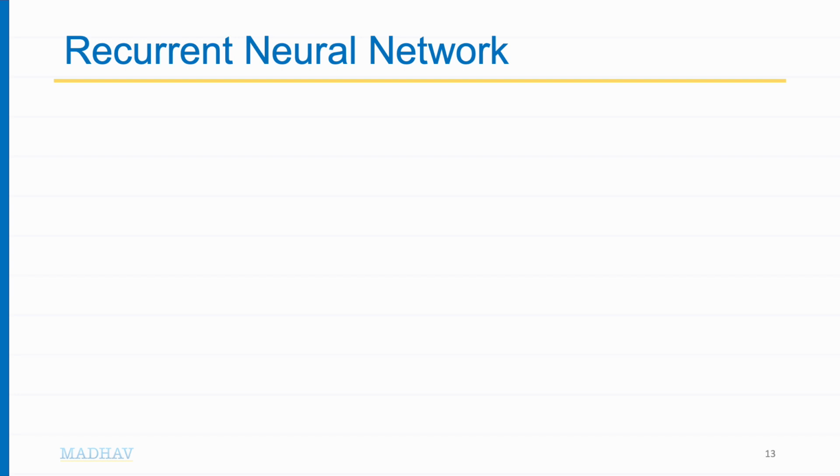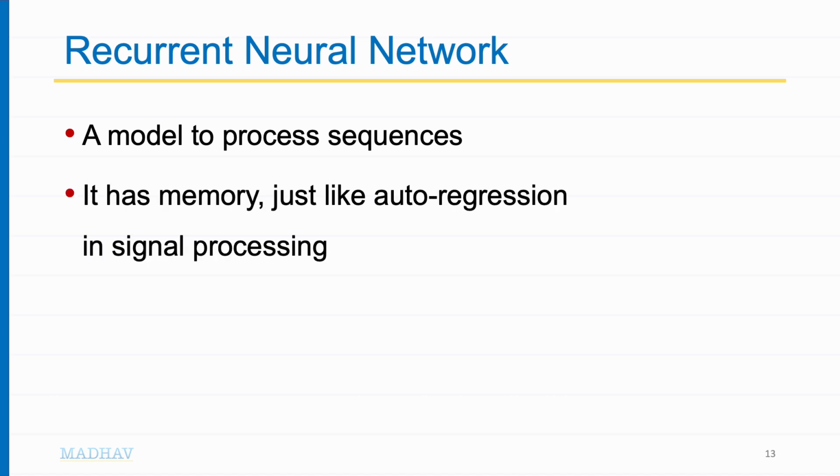What are recurrent neural networks? You have seen it in the previous videos, I'm just revising briefly. It's a model to process sequences. It has memory, just like autoregression in signal processing. Where is the memory? You have an extra latent variable called h, a hidden variable, or a hidden vector h. So h depends on x, and h also depends on its previous value. Like h_t depends on x_t, the current input, and also on h_{t-1}, the past state. So when you're updating your notebook, it depends on the past notebook state.